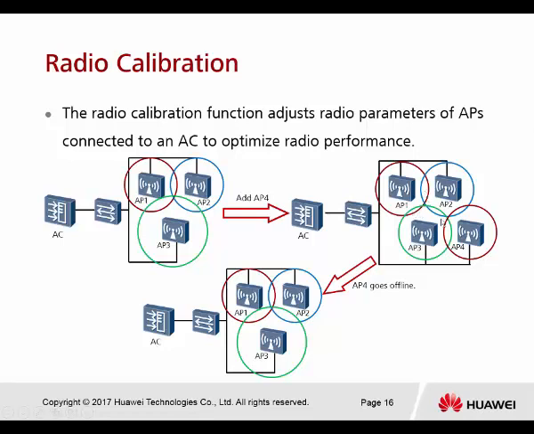and this is the overlapping area. When AP number 4 goes offline, don't worry, it actually still exists here, but it has just gone offline. Now AP3 is going to extend its own coverage area to cover some of the blind spot in the area of AP number 4. Okay, this is radio calibration. They will automatically adjust the coverage.